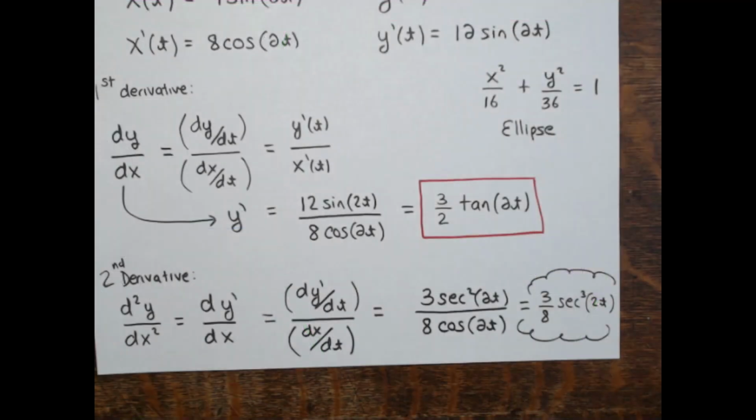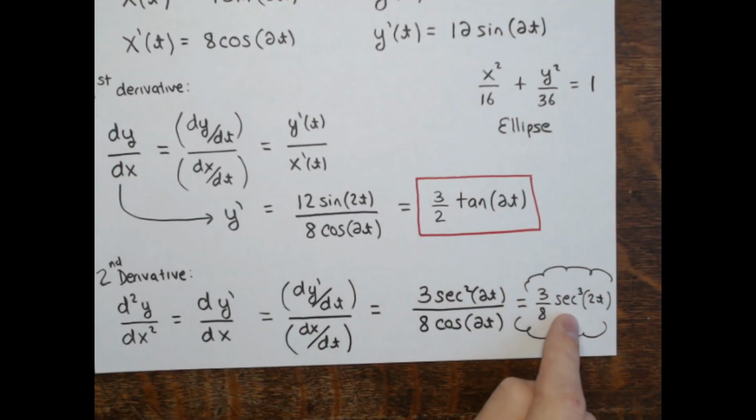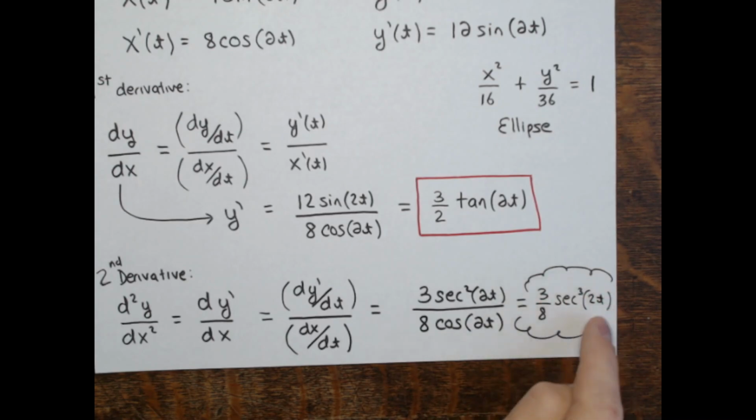All right, but I could use this expression though, right? This expression here for the first derivative, this expression here for the second derivative, and tell you what direction the curve is pointing in at any value of t, and also if it's concave up or down at any value of t. But they just want the expression with t here. That's 3/8 times secant cubed of 2t.